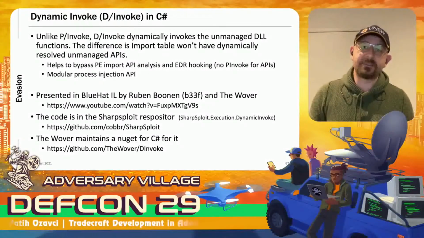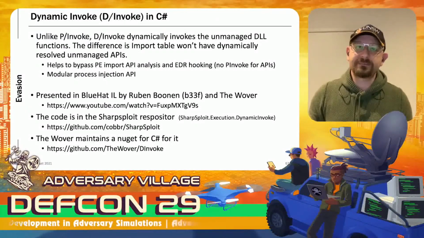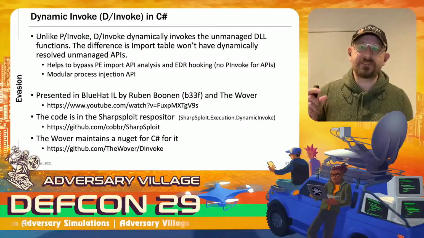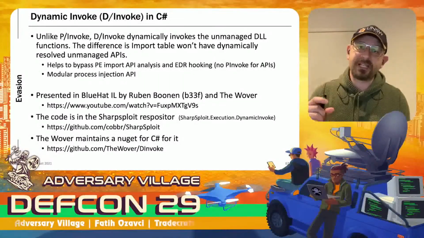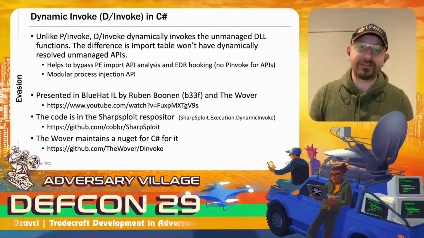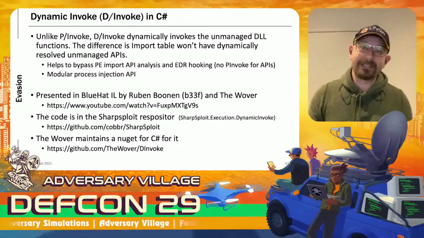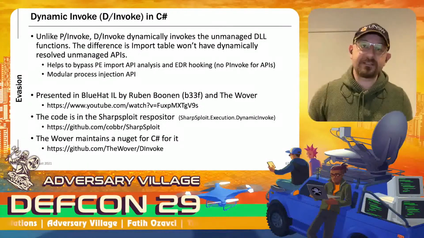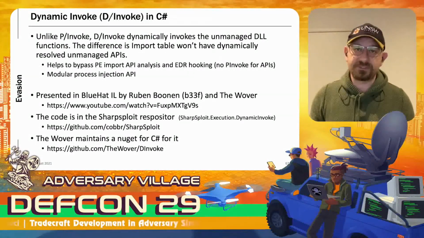Dynamic invoke is also important. It again comes from Ruben Boonen and Vova. We have some issues with platform invokes, and this research is the solution. Whenever we use platform invoke, we reveal our intent, and the imports of the PE binary also include the APIs we try to add. That means even during static analysis, we reveal our intent. It simply says these are the APIs this PE binary wants to use.